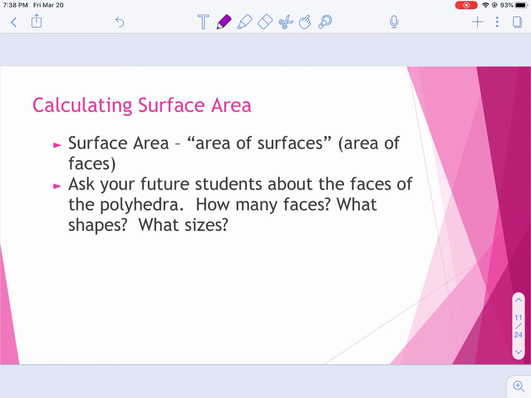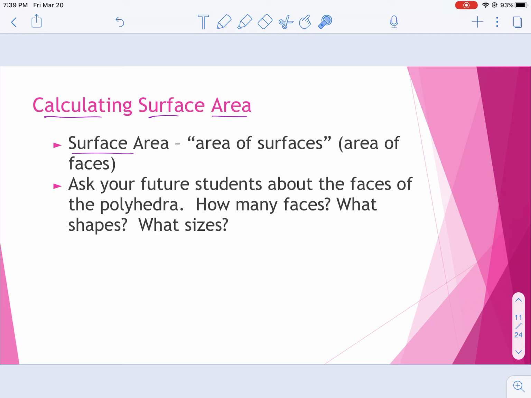In this video we're going to talk about calculating surface area. In the previous video I mentioned that it's often taught using nets. Really, I think the key idea is, first of all, what is surface area? It's really just the area of all the surfaces, the area of all the faces, unless it's a cylinder. Then they aren't faces, but you get the idea. So area of the outside, sometimes it's called.